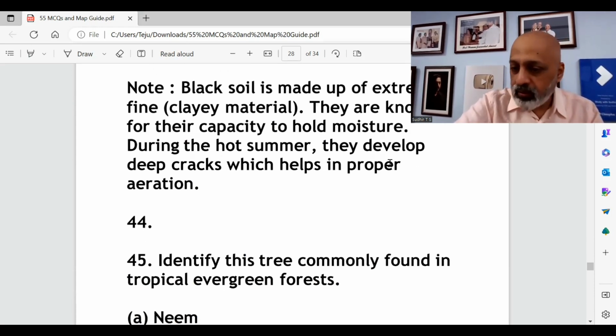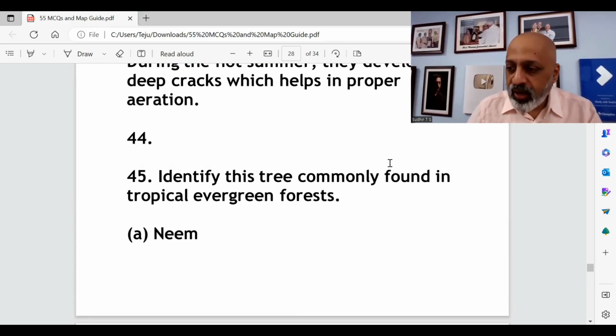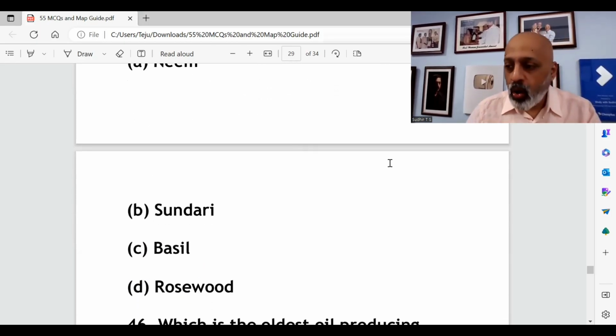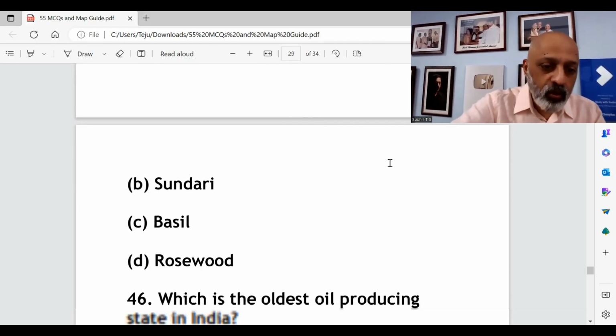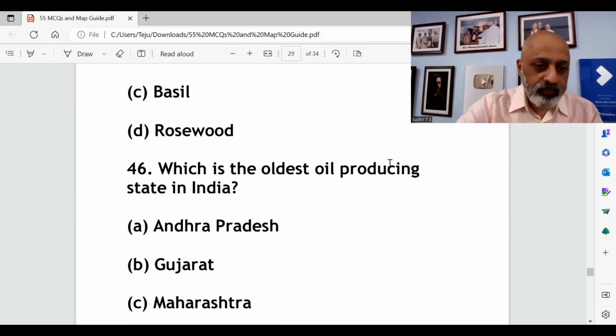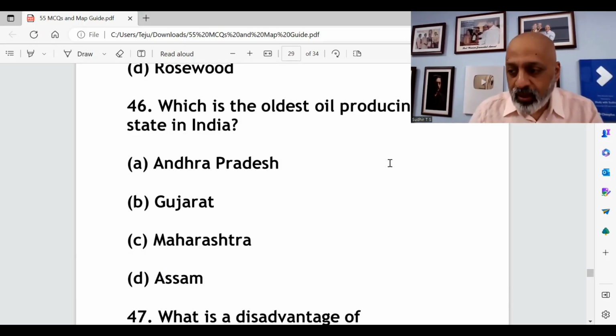Arey, 44th kahan gaya? Arey, sorry. 45th. Identify this tree commonly found in tropical evergreen forests. Neem, Sundari, basil, or rosewood. The correct answer is D, rosewood. Which is the oldest oil producing state in India? Andhra Pradesh, Gujarat, Maharashtra, or Assam? The correct answer is D, Assam.